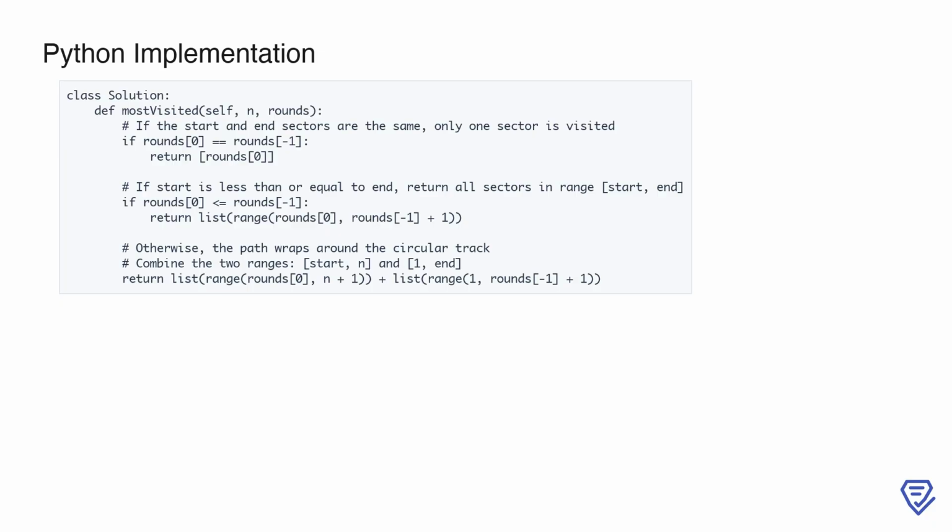Next, we check if the start sector is less than or equal to the end sector. If this is true, it means the traversal does not wrap around the circular track, and the most visited sectors are all those in the range start, end. This is computed using Python's range function and returned as a list. If the traversal wraps around the circular track, we handle it by combining two ranges, start to n, from the start sector to the last sector, and 1 to end, from sector 1 to the end sector. These ranges are concatenated and returned as the list of most visited sectors. This approach ensures that the solution is both efficient, O(1) computation for constructing ranges, and concise, while correctly handling all edge cases such as single sector visitation or circular wrapping.